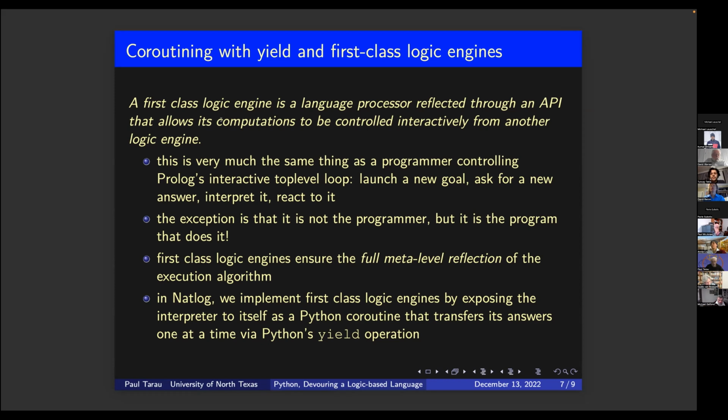So with that, we can do a very nice trick where we use Python's yield operation. We implement first-class logic engines by exposing the interpreter to itself as a Python coroutine that transfers its answers one at a time via Python's yield operation.